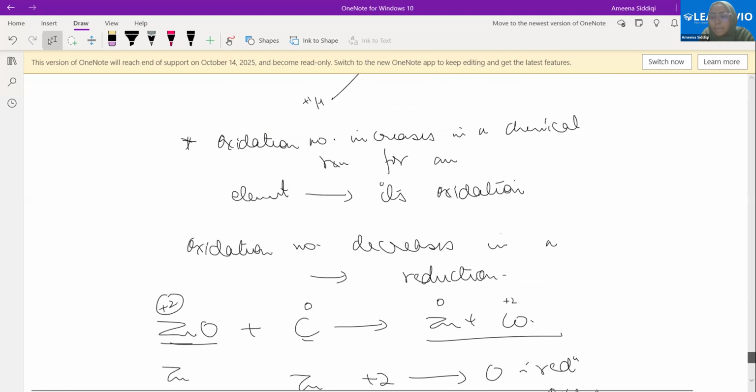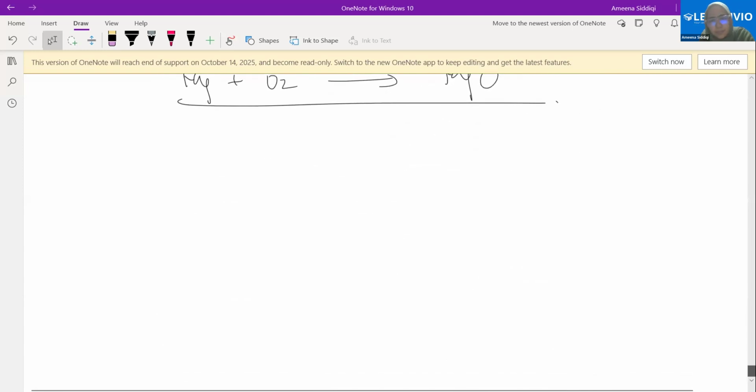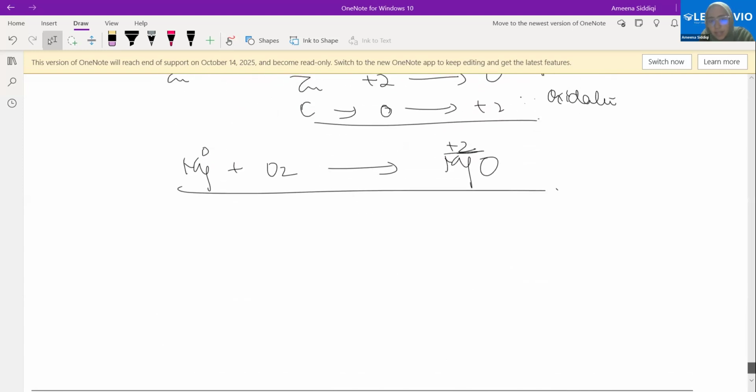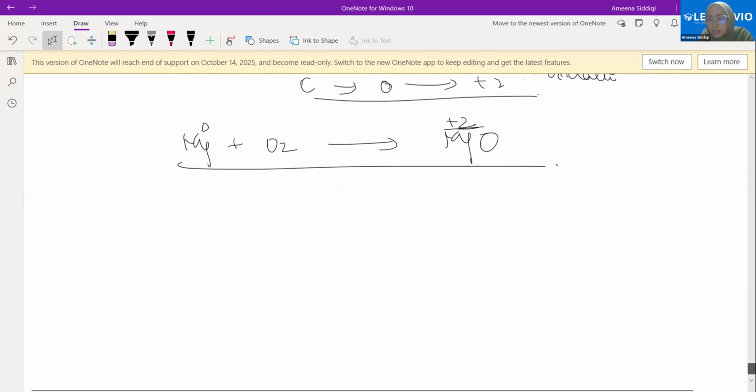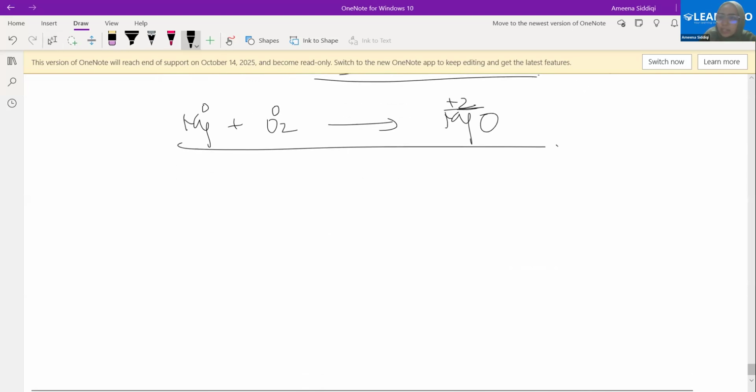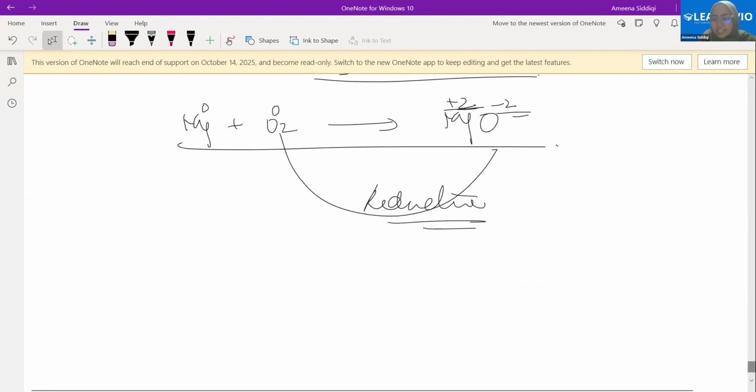In this magnesium oxide, what about the oxygen? Oxygen will not go anywhere, right? It combines with the magnesium. See, here if you see, here it was in the elemental form 0. Here it gains a charge of -2. What is happening here? Simple reduction in terms of oxidation number, right?